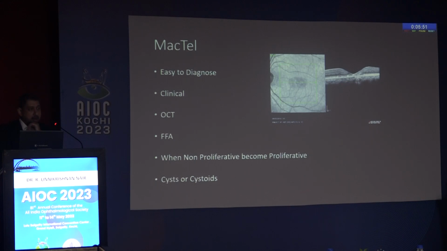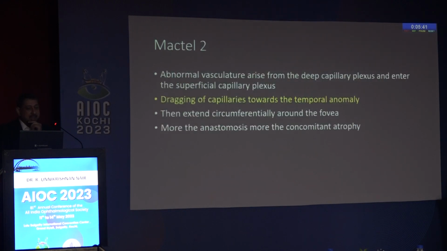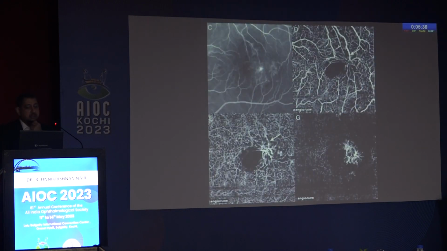The main use of OCTA in MACTEL is to diagnose when a non-proliferative stage 1, 2, 3, 4 becomes stage 5. And there are a lot of features, so let's go to the features. You have abnormality of the vessels in the temporal periphery, and then you have a vertical change where you see these abnormalities in different layers.